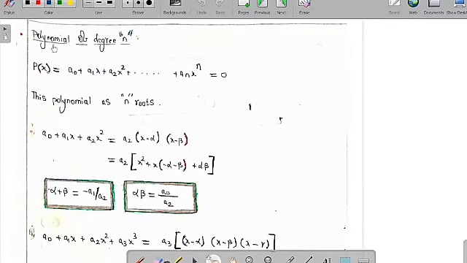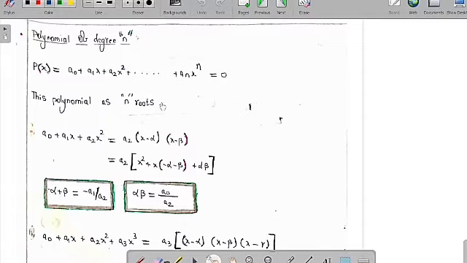Now the second concept is polynomial of degree n. Suppose there is a polynomial p of x of degree n. So you can see clearly, which is a n x to the power of n, a n minus 1 x to the power of n minus 1, up to a2 x square, a1 x plus a naught. You can see clearly the degree, or we can say the highest power of x, is n. So therefore we are going to call this a polynomial of degree n, and it is equal to 0. Whenever there is a polynomial of nth degree, definitely we are going to get n roots.